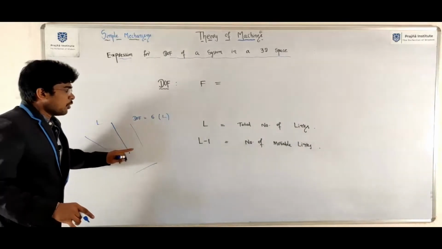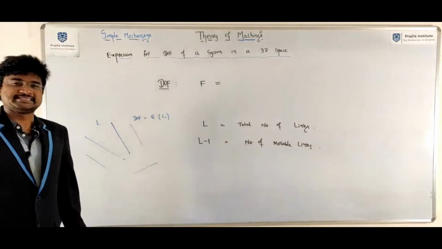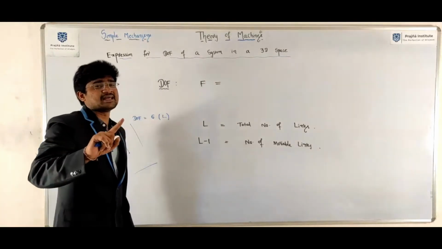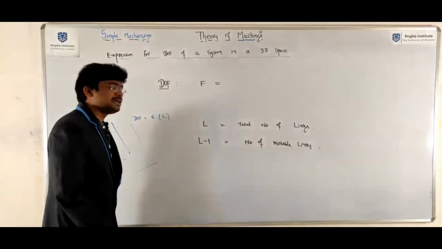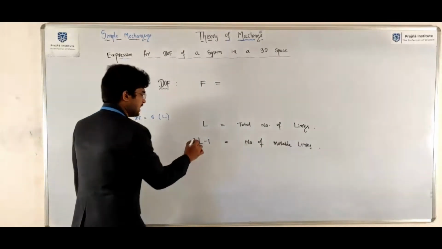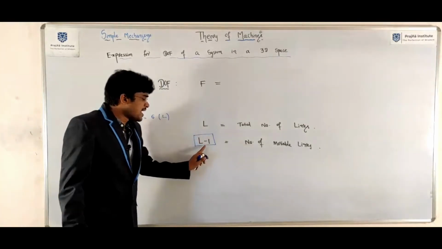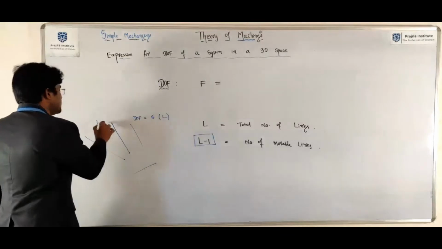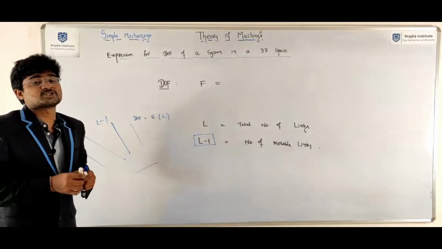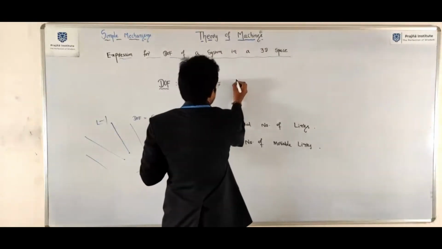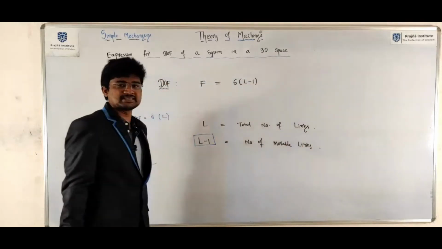But one of the links must be fixed to build the mechanism. One of the links in the kinematic chain must be fixed to get a mechanism. That means one link must be fixed. Here L minus 1 movable links are present in the 3D space. What is the degree of freedom of L minus 1 movable links? It is nothing but 6 into L minus 1. Correct?